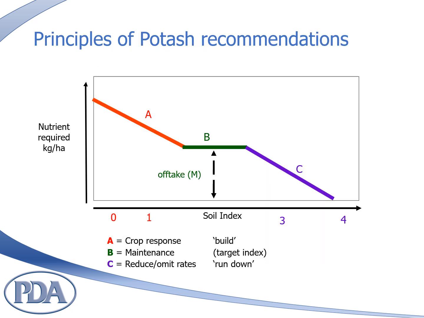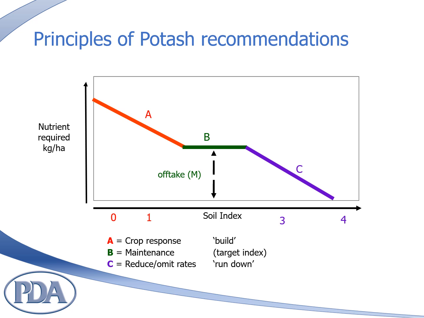Principles of potash recommendations. At the target index, a maintenance dressing should be applied to add back whatever is being removed by the crop growing to maintain soils at the target level. The results from the annual British Survey of Fertiliser Practice indicate that this may sometimes be overlooked, as soils are seen to be sufficient and therefore applications are not necessary.